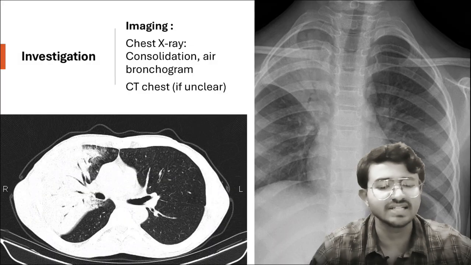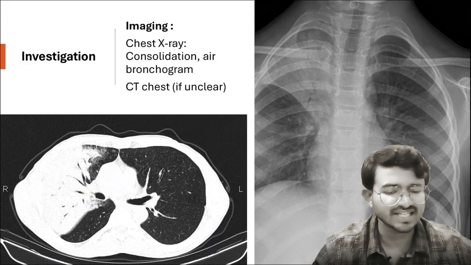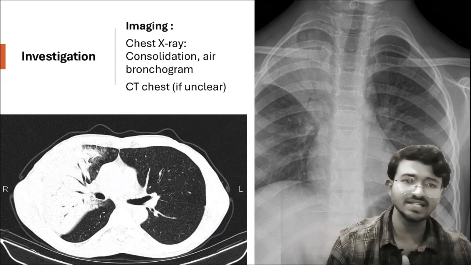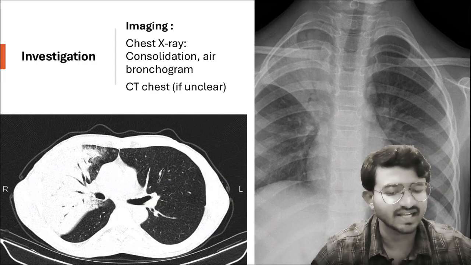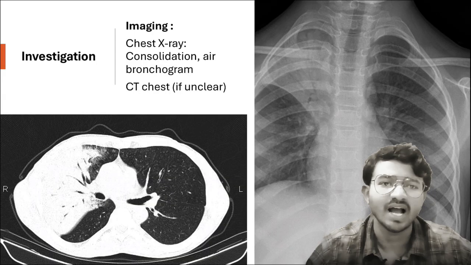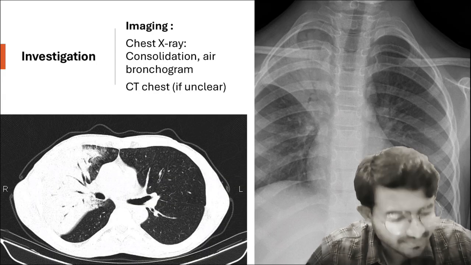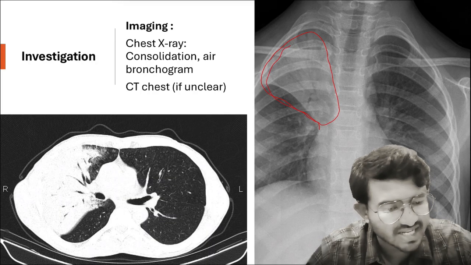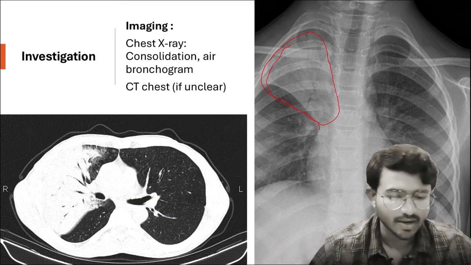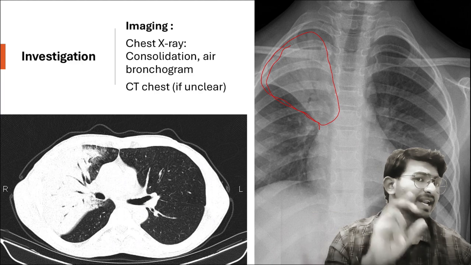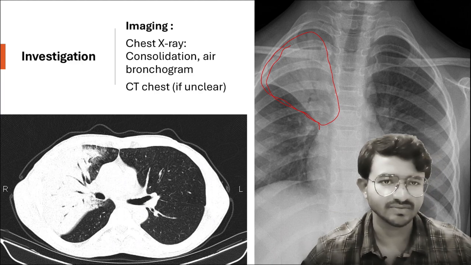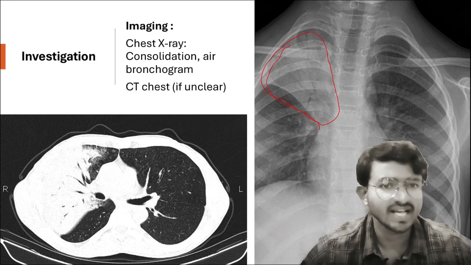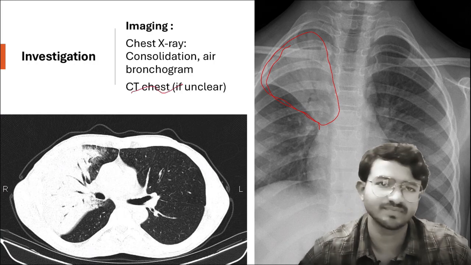So next we can see investigation. In investigation, first we have to do imaging, that is X-ray. In that X-ray we can see consolidation and air bronchogram. You can see here, this is an X-ray. In this X-ray you can see some consolidation happening in the right upper lobe. If we have a problem diagnosing with chest X-ray, then we can do CT chest if unclear.